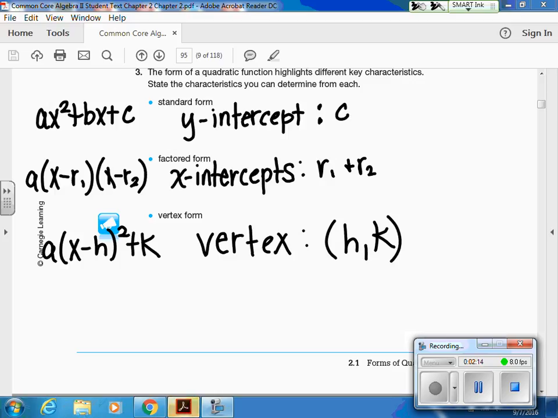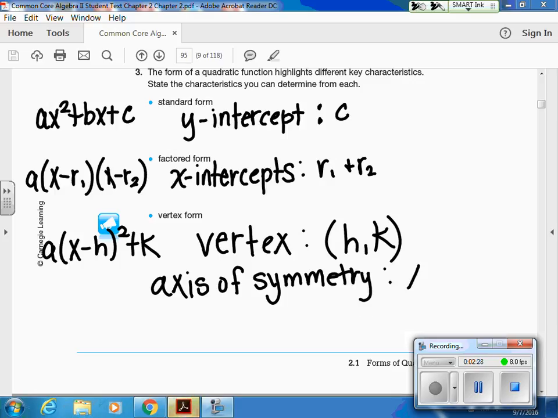You can also tell the axis of symmetry because anytime you know the vertex, you know the axis of symmetry. I will probably never write axis of symmetry again. It will be AOS. But the axis of symmetry is at x equals h.